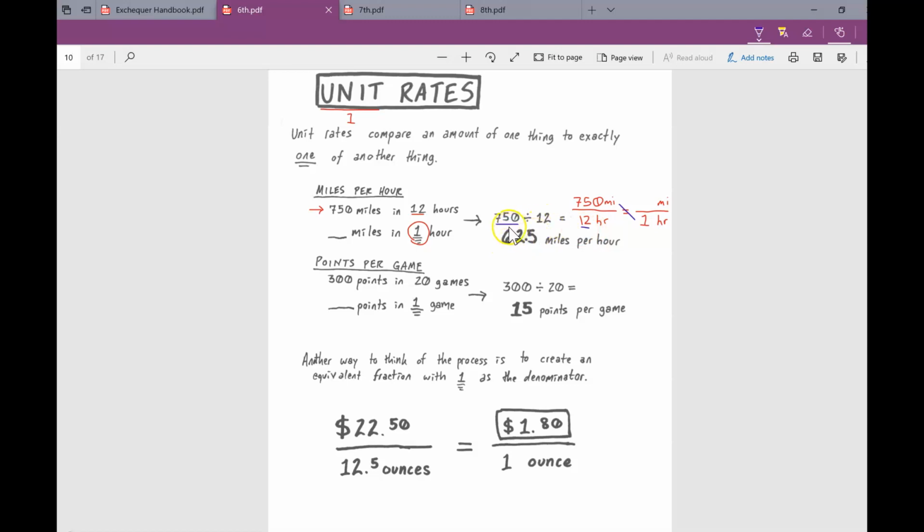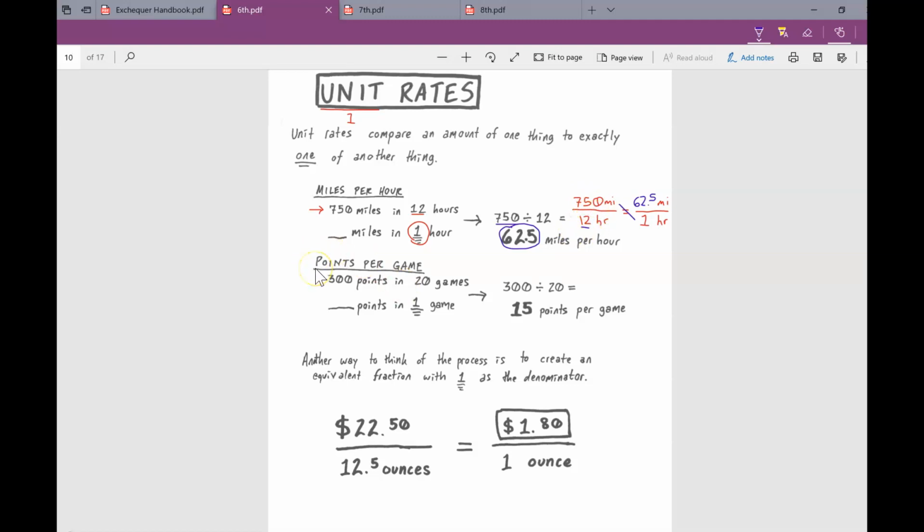750 divided by 12, our answer is 62.5. In 1 hour, we would travel 62.5 miles. So yes, we used proportion, the multiply the diagonal, divide by the number we haven't used yet, except that it just ended up being a division problem. We didn't need to necessarily do that multiplication. We could just divide these two numbers we know.